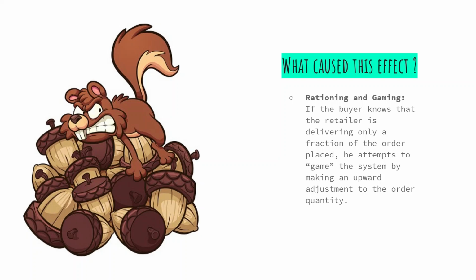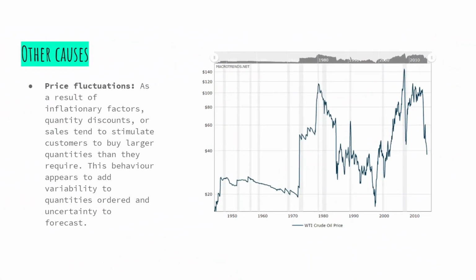If there are a lot more levels, this effect is amplified way too much, and this leads to the factory producing way more than what the customer actually wanted. As a result of inflationary factors, quantity discounts or sales tend to stimulate customers to buy larger quantities than they require. This behavior appears to add variability to quantities ordered and uncertainty to forecast.